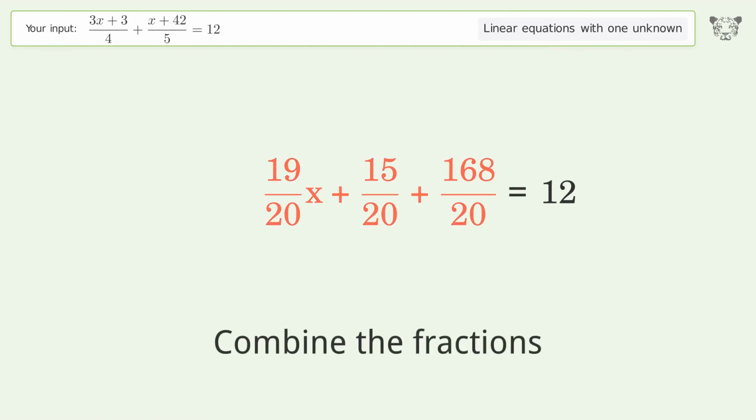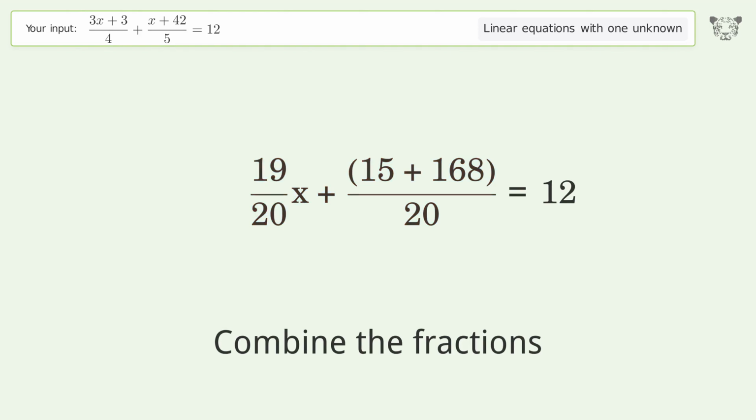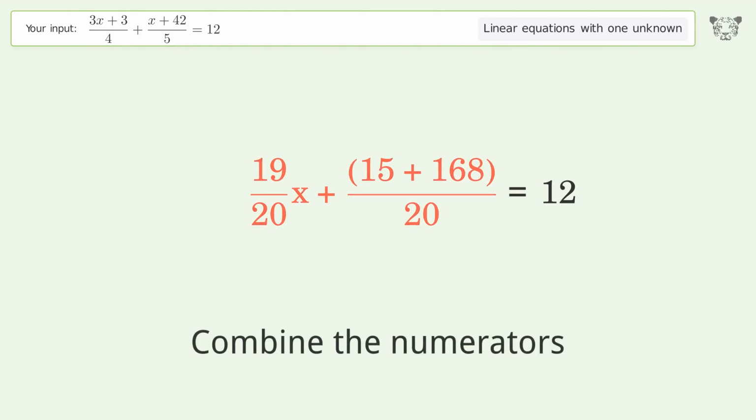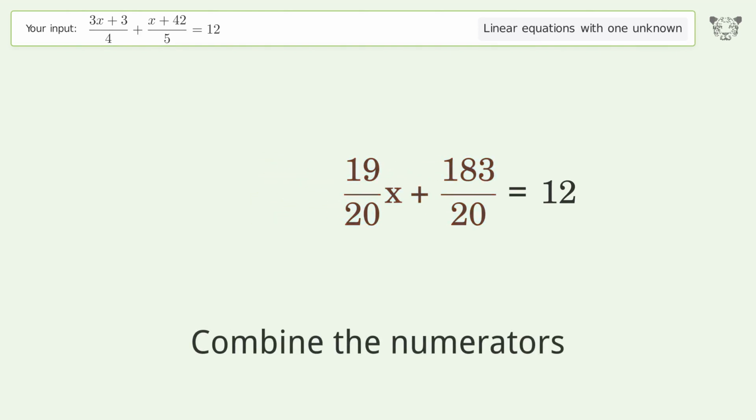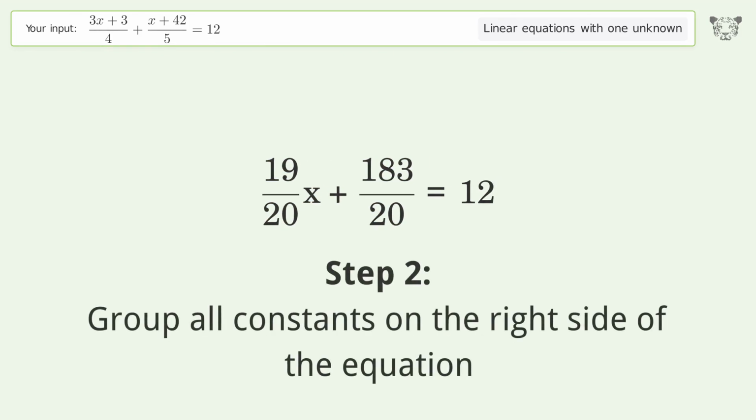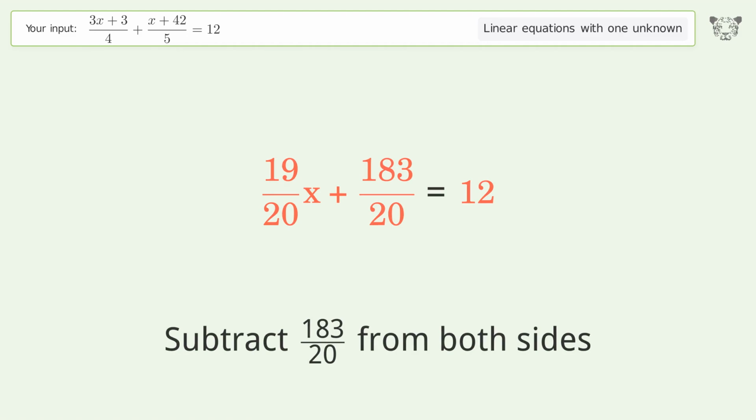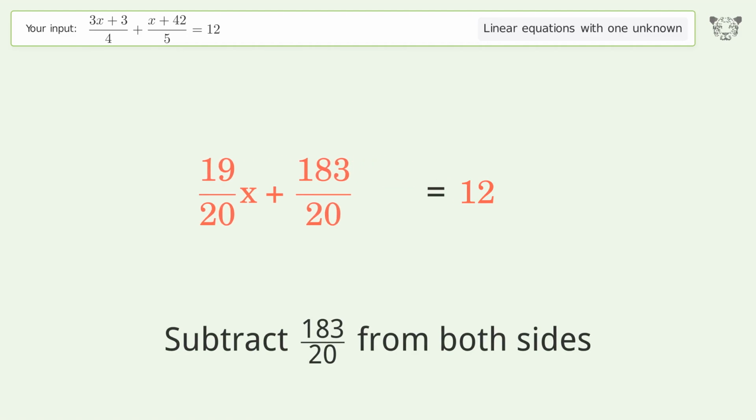Combine the fractions. Combine the numerators. Group all constants on the right side of the equation. Subtract 183 over 20 from both sides.